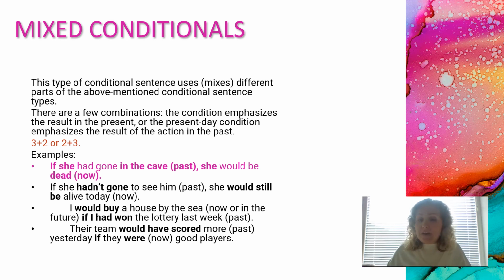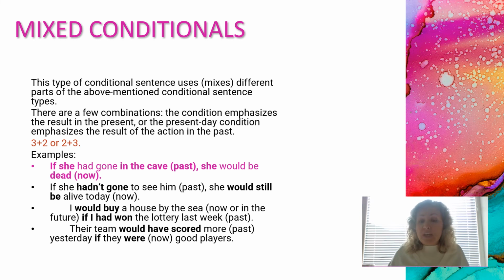So I would buy a house by the sea. So now I would buy the house in the sea, at the sea, by the sea, or in the future I would buy a house by the sea if I had won the lottery. So if I had won the lottery back then, or if I had got my inheritance, I don't know, 2 years ago, I would buy a house today.